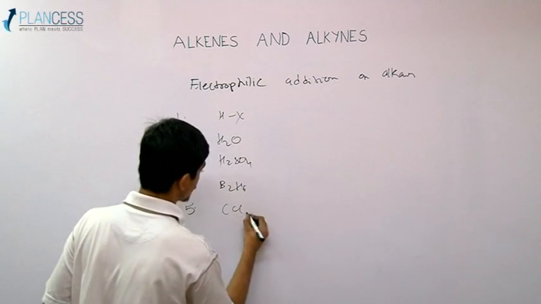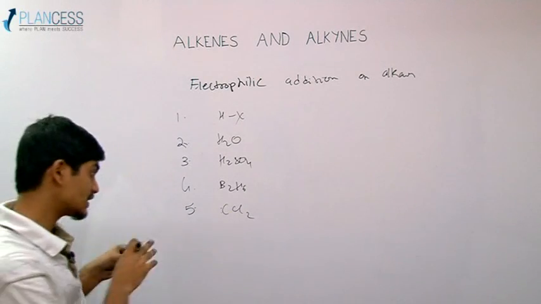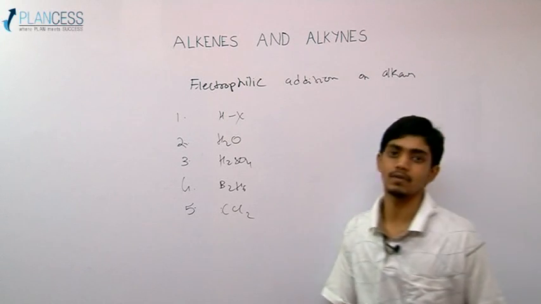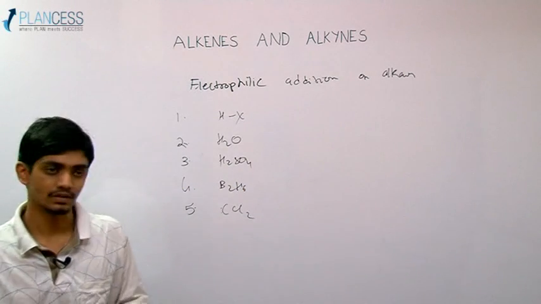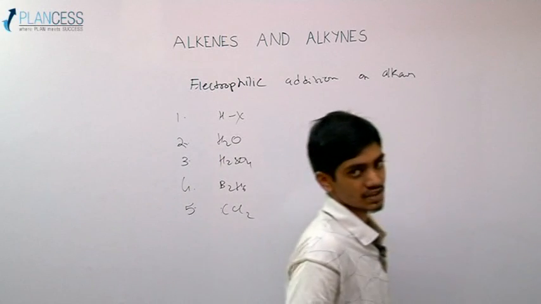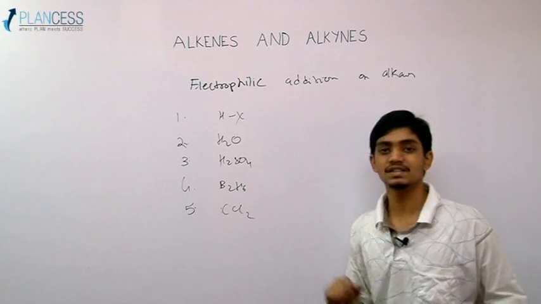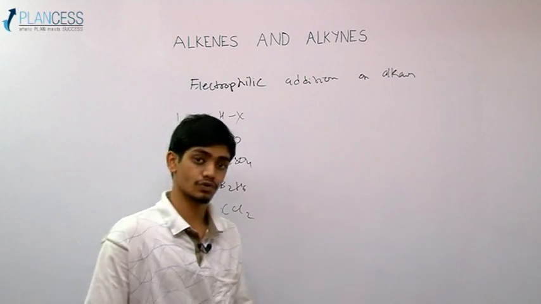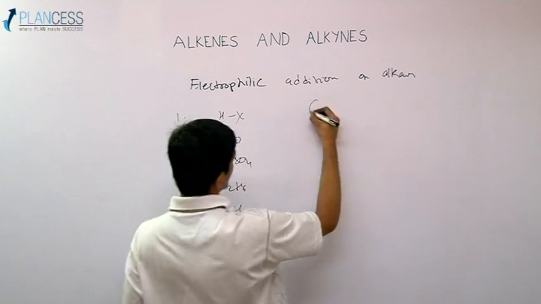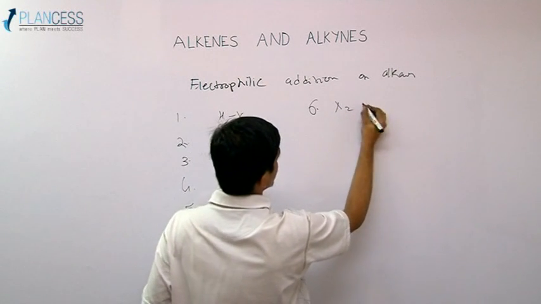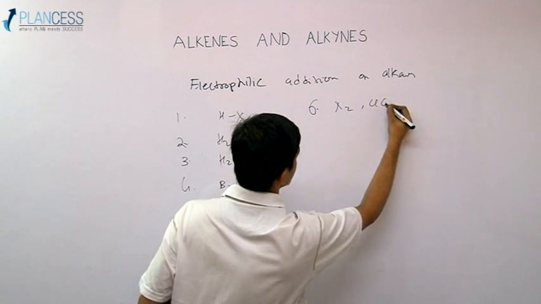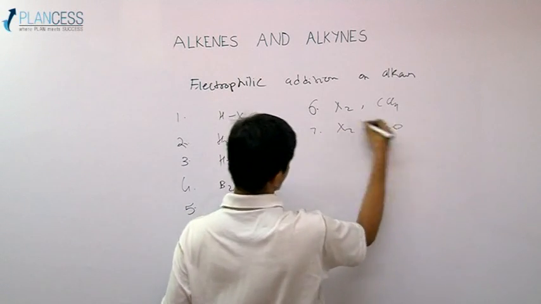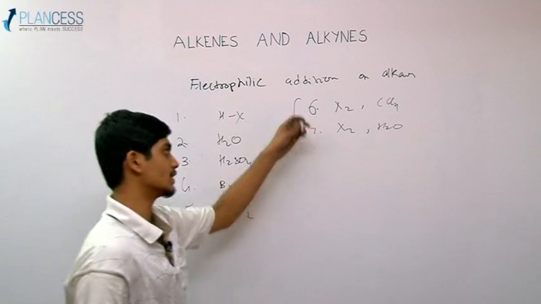Next we have CCl2, which is a carbene. This reaction is very important because this is an electrophile and we have a double bond, so this can give you some reaction, and this is a very stable intermediate. So generally this reaction is very rare; the reaction conditions have to be very strong for it to occur. Next we will have X2 in CCl4 and X2 in water. What is the difference between these two? We will see when we go to the reactions.